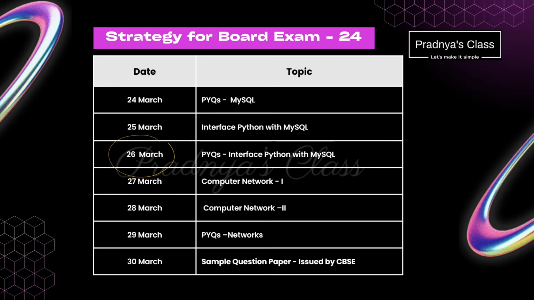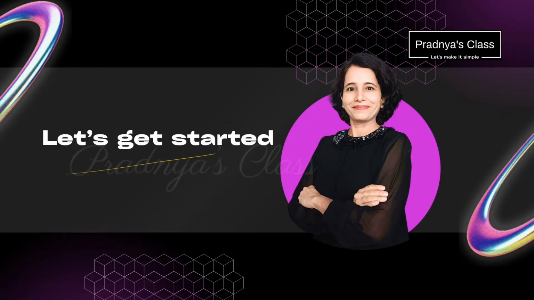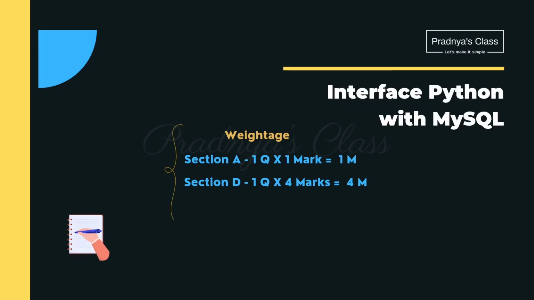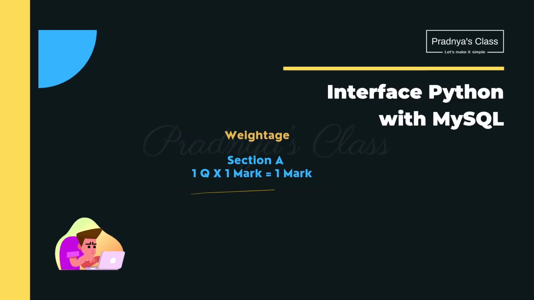Today is 26th March and according to the plan we will be solving previous year questions based on interface Python with MySQL. Then without further delay, let's get started. Here is the weightage of this chapter. You will be getting one question worth 4 marks in the section D. Along with that, you may get one question for 1 mark in the section A. Let's look at some of the 1 mark questions.